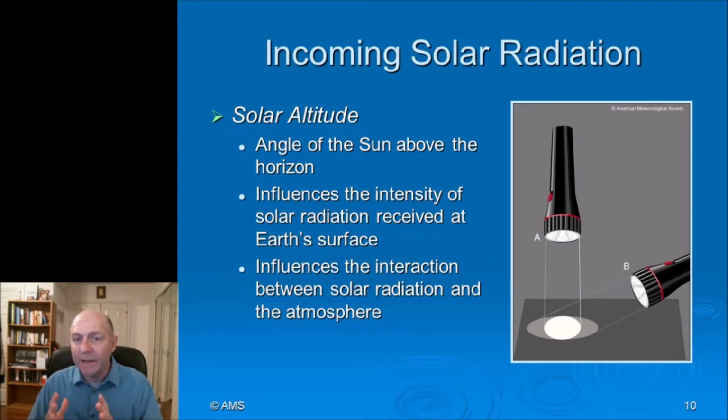Okay, so again, think about position A as the sun directly over the equator. Think about position B as the sun where it is here in the middle latitudes. And you can nudge it up between A and B depending on whether it's summer, fall, spring, or winter.